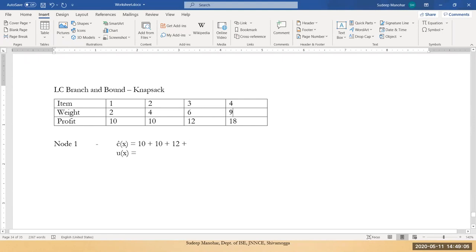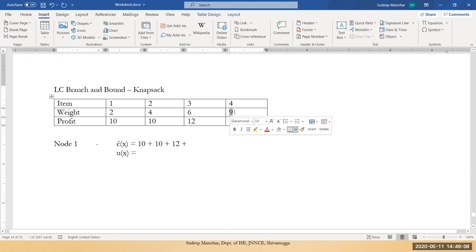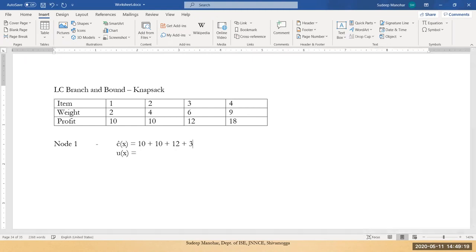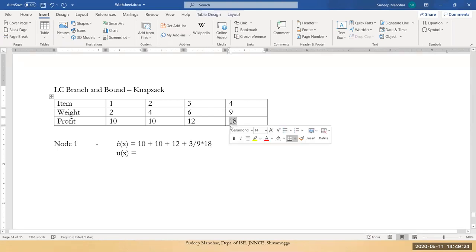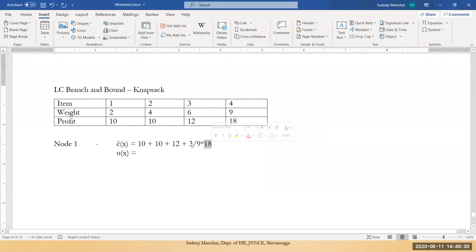But can you include the fourth item as a full item? No, you cannot include it as a full item. Only 3 by 9, the fraction is 3 by 9. Only 3 parts out of 9 can be put. Therefore, you should write it like this: 3 by 9 into 18, where 18 is the profit of the fourth item. So you are not considering this 18 as a full; you are considering the 3 by 9th fraction of 18. So what do you get for this? 9 3s are 27, so 9 2s are 18. It is always a negative value, so you have to consider minus 38.